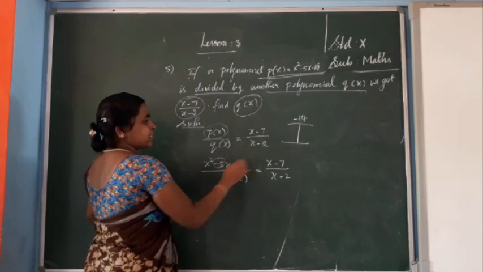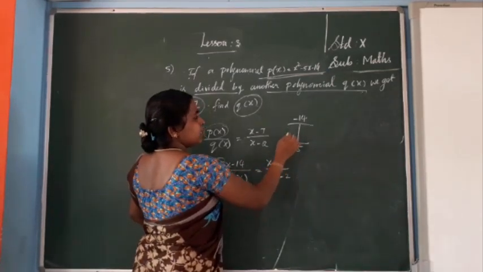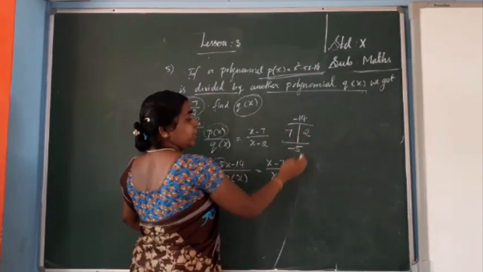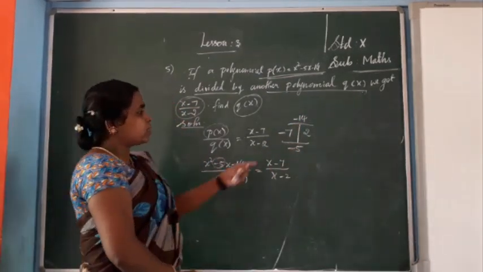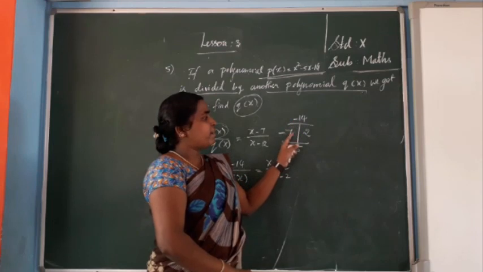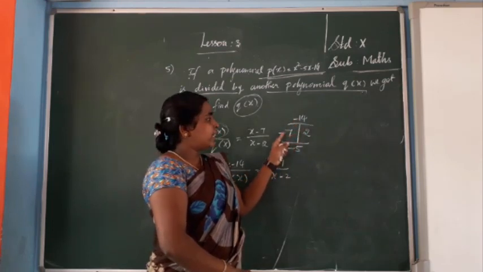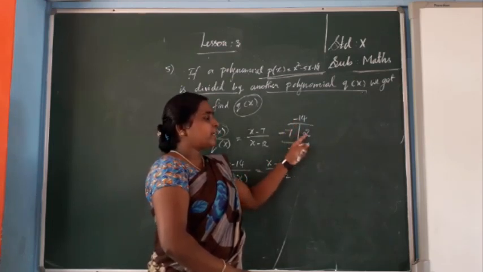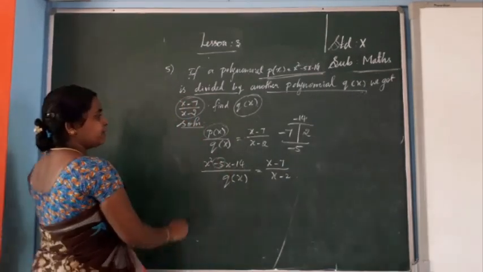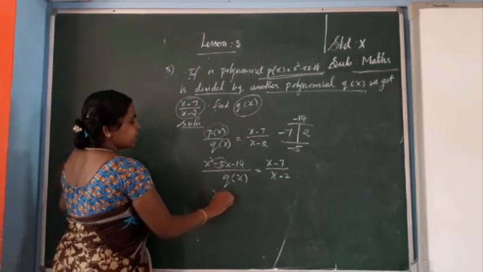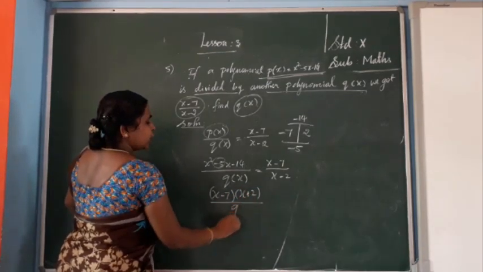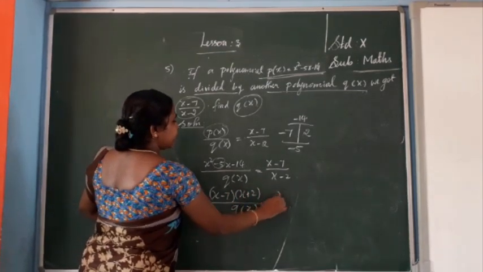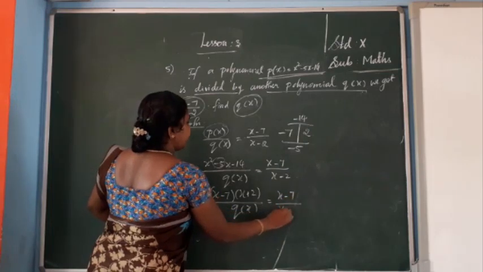Sum is minus 5. What are the numbers? 7 2s are 14, both are minus, so the greater number is minus. You check that: minus into plus is minus. 7 2s are 14. Next, the greater is minus, so minus 7 minus 2 is minus 5. Okay, satisfying. So the factor is x minus 7 into x plus 2, divided by q of x equal to x minus 7 by x minus 2.